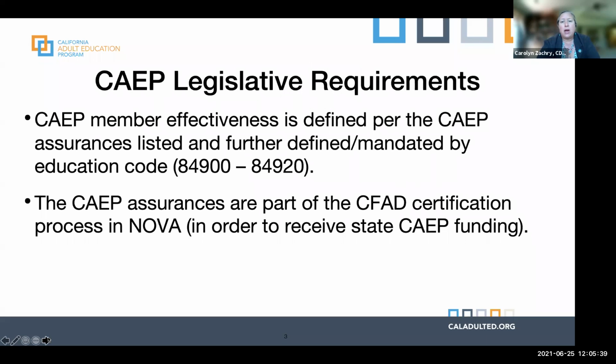Just a reminder about the legislative requirements that relate to CAPE. Member effectiveness is defined in Ed Code 84900 to 920, so I'd recommend that you look at that. And just a reminder also that all of the assurances are part of the CFAD certification process, and that's in NOVA. Next slide.